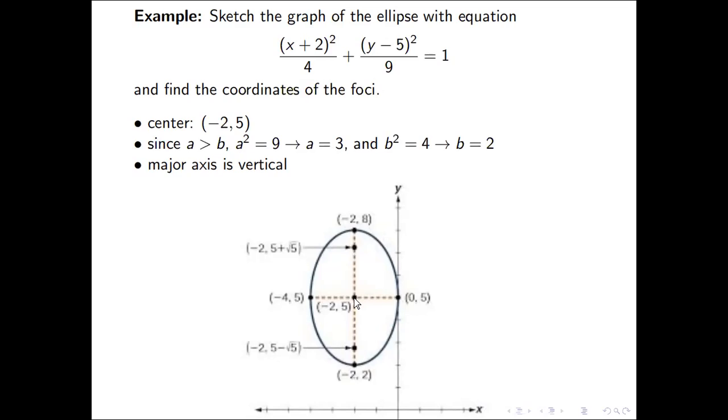And then we move 3 units in the vertical direction because the major axis is vertical. So we have the points negative 2, 8, 3 units up, negative 2, 2, 3 units down. So just add 3, 5 plus 3, 5 minus 3. Okay, 2 points here can be found by moving, or these are the co-vertices, these are the vertices.